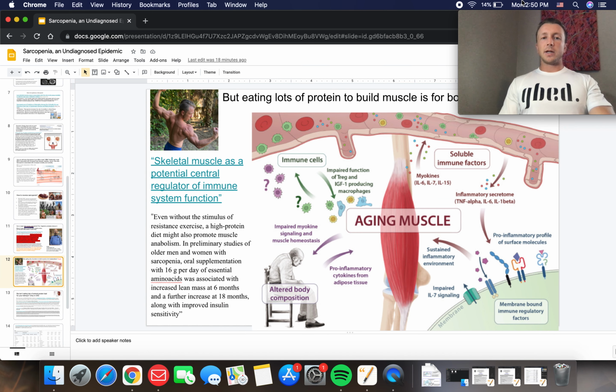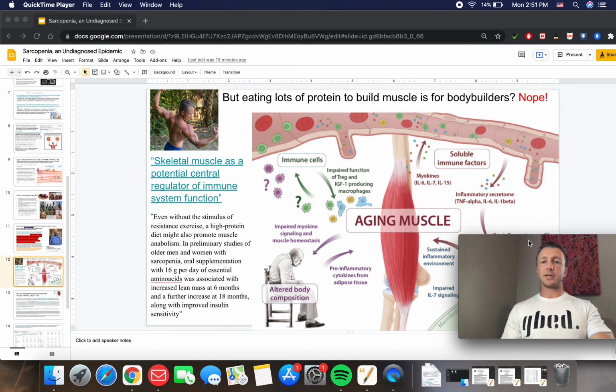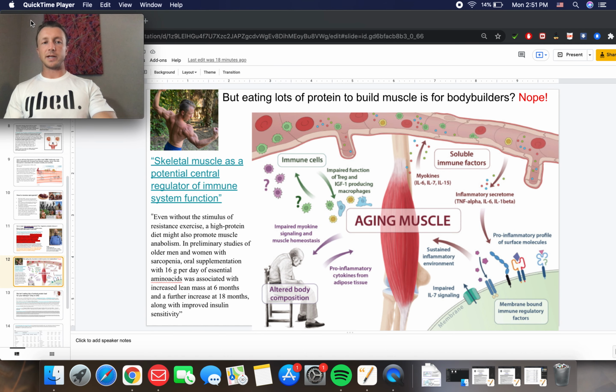Let's see. So, eating lots of protein to build muscles for bodybuilders, yes, we're going to cover this one more time. So we can look here at the pathophysiology of sarcopenia as it relates to aging muscle and how this really contributes to a poor endocrine function. So muscle is an endocrine organ, just like your thyroid is, just like your pancreas is. And that may seem novel to you, and it is relatively novel, and scientists are figuring out how important muscle is for your hormone functioning.